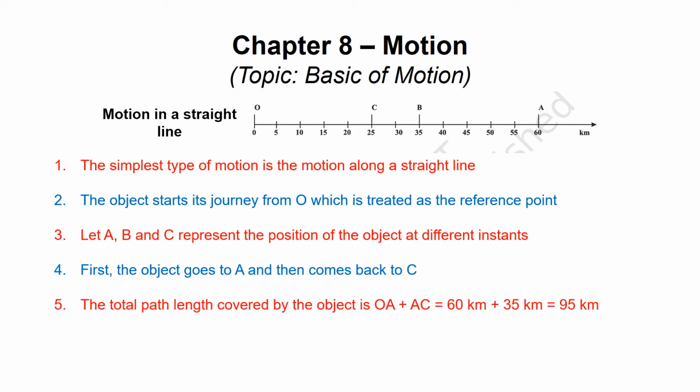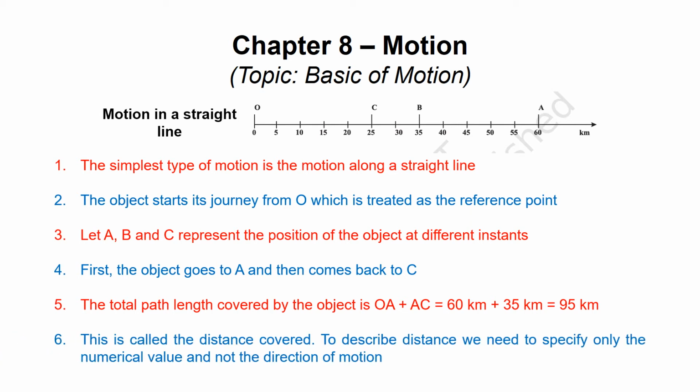So the total path length covered by this object is first from O to A, which is 60 km, then from A to C, which is 35 km. So the total distance covered is 60 plus 35, which is 95 km. This is called distance covered.